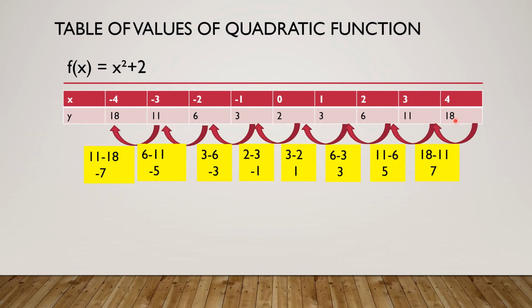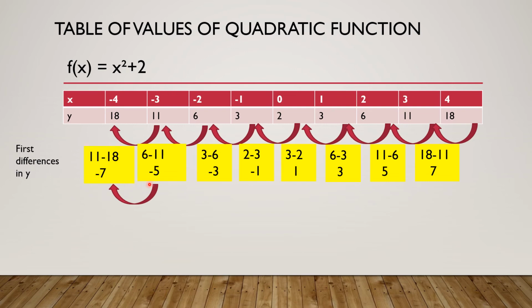See, ito lang ha. 18 minus 11, 7. 11 minus 6, 5. 6 minus 3, 3. Something like that. Okay, so again, look at their first differences. Hindi magkakapareho. Now, tingnan natin yung second differences nila.